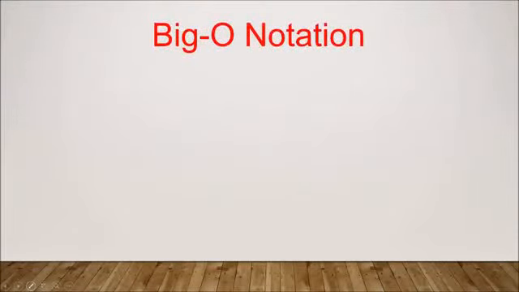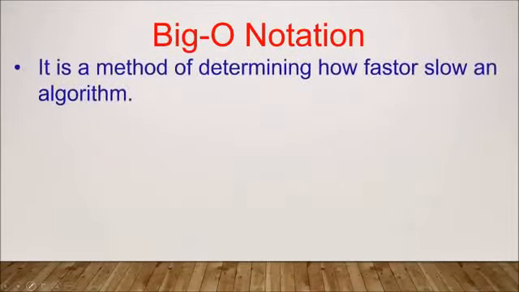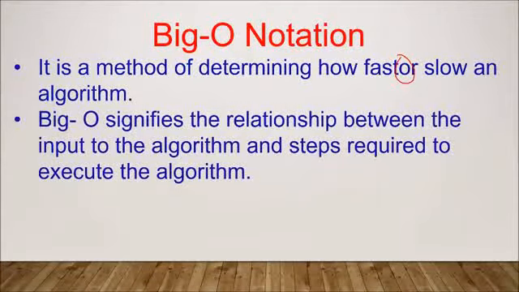So big O notation is used to depict an algorithm's growth rate. It is a method of determining how fast or slow an algorithm is. When we are manipulating the algorithm, whether it is fast or slow, this can be determined through big O notation. It is a method. Then it signifies the relationship between input to the algorithm and steps required to execute the algorithm.